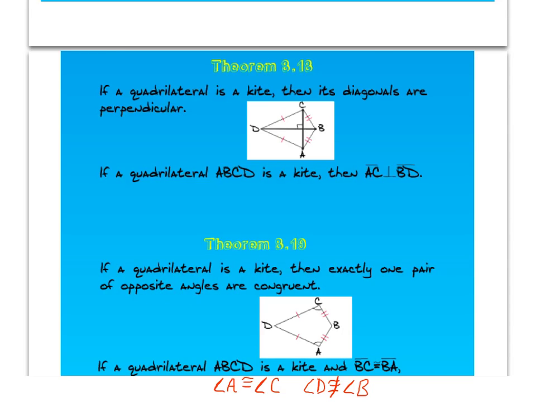If a quadrilateral is a kite, then exactly one pair of opposite angles are congruent, and only one. Because if you look at this kite, clearly D and B do not look congruent. But if we look at angle C and angle A, which are between congruent sides, the angles themselves are actually congruent. So if you have a quadrilateral that is a kite, and you have congruent sides, then the opposite angles are congruent, but only one of the pairs of opposite angles.